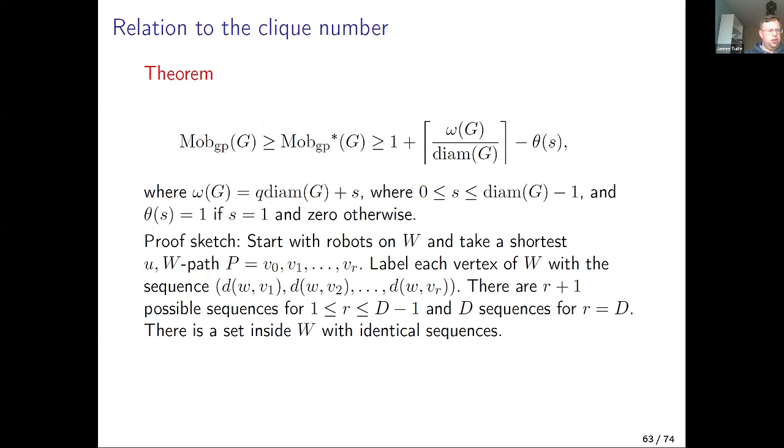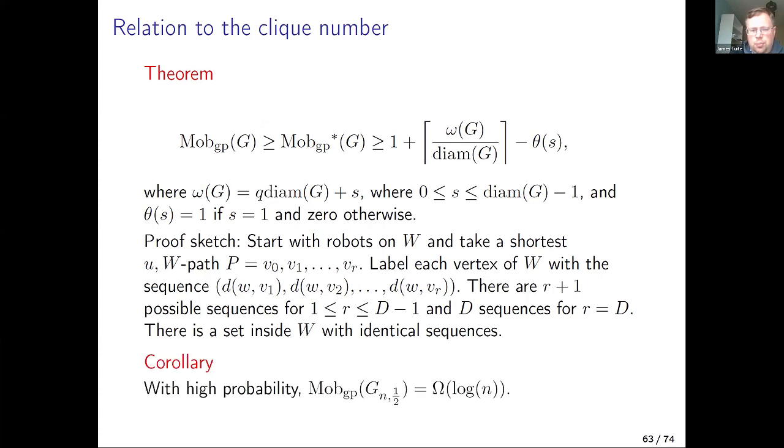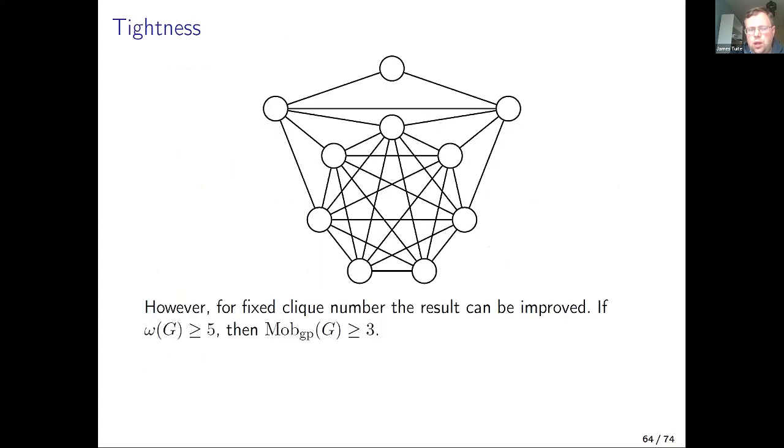I think for time I won't actually do the proof with you, but this is bounded below essentially by 1 plus the clique number divided by the diameter. And that implies that the Erdős-Rényi random graph is going to have both general position and mobile general position number of order about log n, interestingly. That bound is also tight if we look at fixed diameter, but interestingly, if we fix the clique number and allow the diameter to increase, that is not tight, we can improve it slightly.